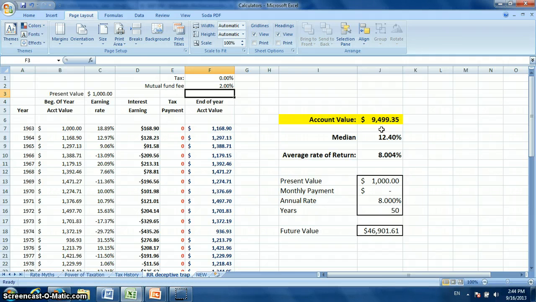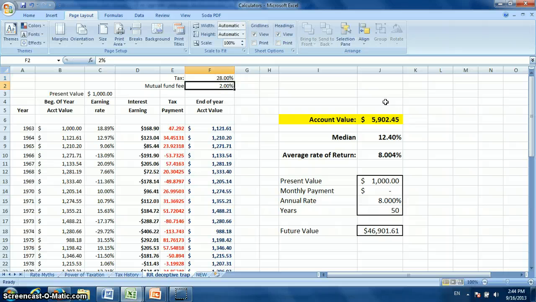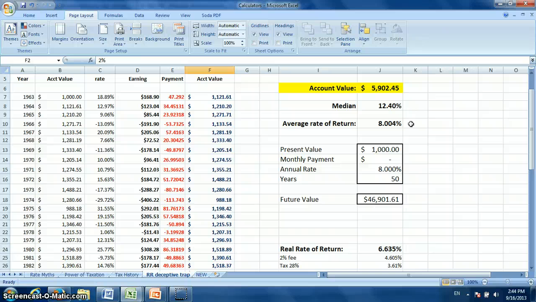Another thing is taxes. If you are in a non-qualified mutual fund or something similar, then we have to calculate the taxes. Let's say that you are in a 28% tax bracket. Now you're down to $5,900. So if we calculate the real rate of return, it will be 6.63%. After the 2% fund fee, it is going to be 4.6%, and after the tax bracket of 28%, it is about 3.61%. You thought you were getting 8%, but the real rate of return is about 3.6%.